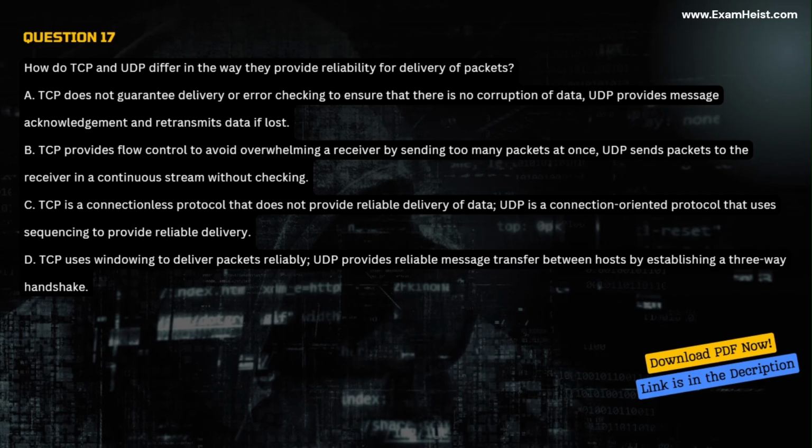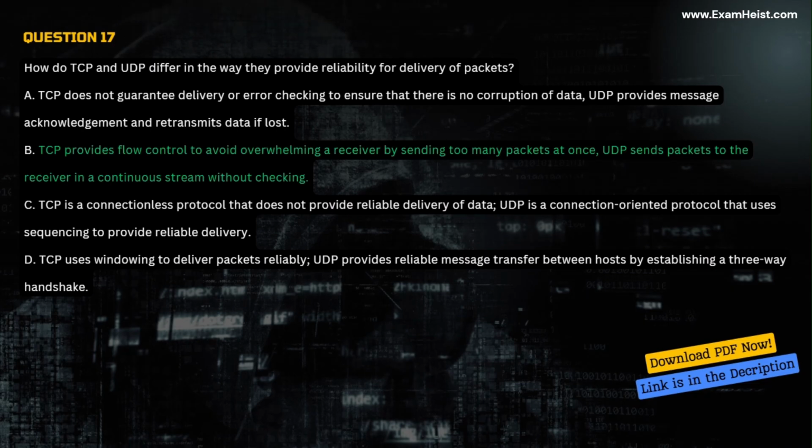C. TCP is a connectionless protocol that does not provide reliable delivery of data. UDP is a connection-oriented protocol that uses sequencing to provide reliable delivery. D. TCP uses windowing to deliver packets reliably. UDP provides reliable message transfer between hosts by establishing a three-way handshake.